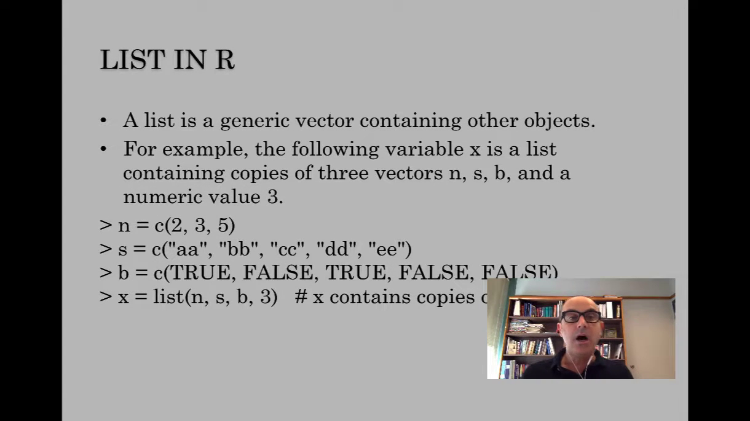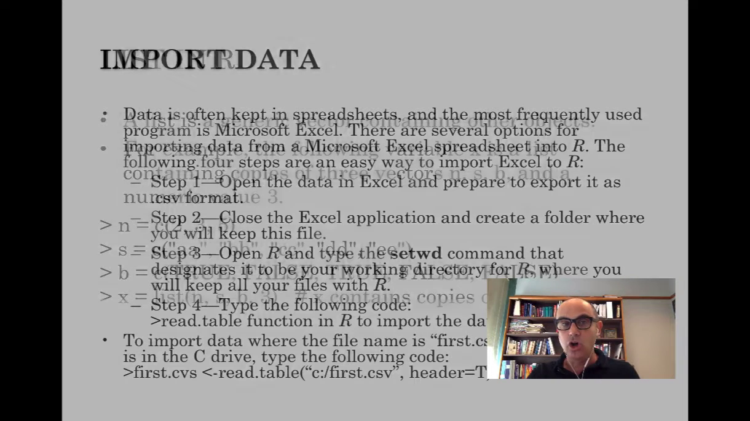A list in R is a generic vector containing other objects. For example, a variable x is a list containing copies of 3 vectors n, s, and b, and a as numerical values. In this case, we can apply true and false to those values and it gives us the result.